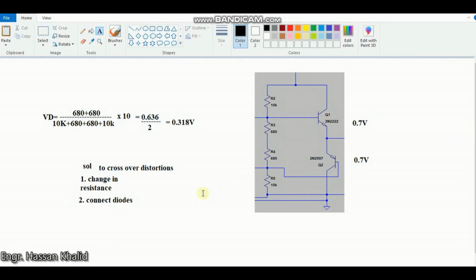And the other solution to this problem is that we can connect two diodes in series over here, with such a limitation that these diodes will have the same characteristics as the base to emitter junction diodes of Q1 and Q2. Only in that case will the amount of current flowing through these transistors, Q1 and Q2, be the same as the current flowing through these two diodes.